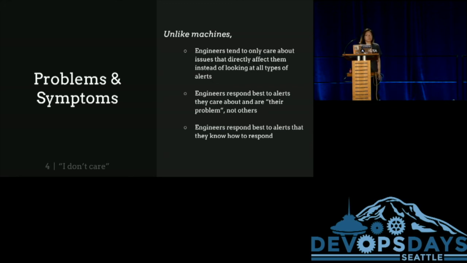And this isn't really about selfishness or anything. Human beings are just inherently most motivated by things that we care about. Engineers respond best to alerts that are their problem, right? It's their baby. They need to take care of it. So make them own something, right? And engineers respond best to alerts that they know how to respond to. And that's actually going back to my scenario number 1, right? Point them in the right direction.